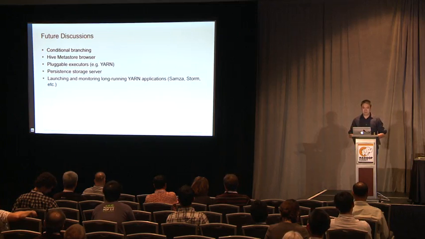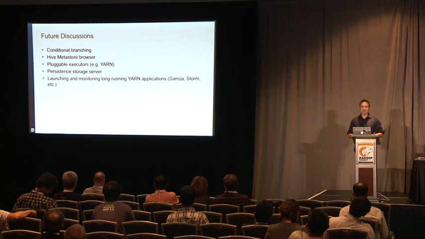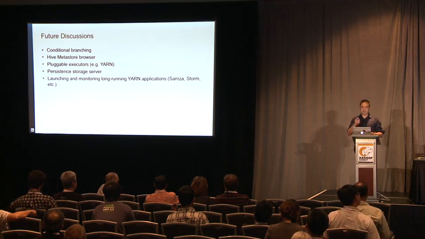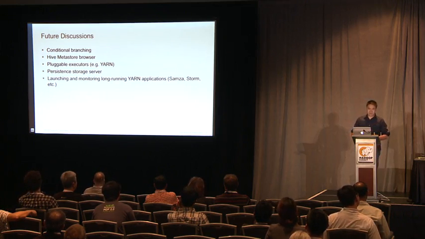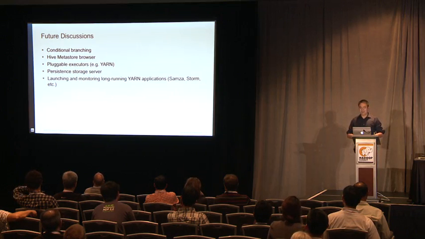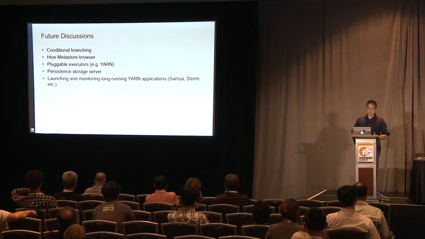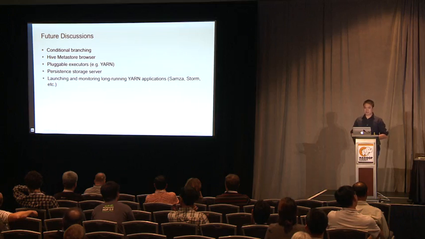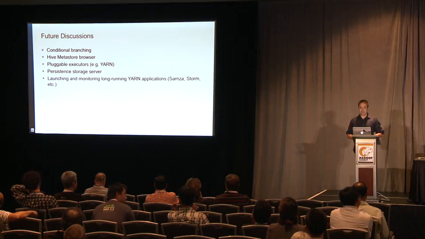And here are some future ideas that we've been discussing. Some of these include conditional branching, where you can have a node in your flow that is conditional on different inputs and will either run one or the other flow in its children. We are discussing adding a Hive Metastore browser, something similar to the HDFS browser, but letting you browse the Hive Metastore. We are thinking about pluggable executors, such as launching Yarn containers.